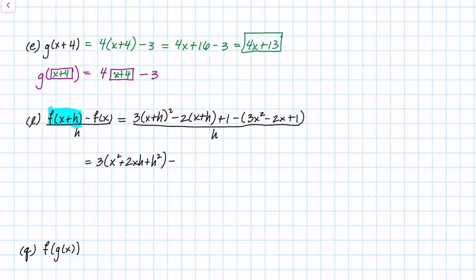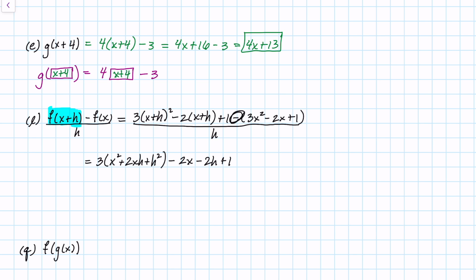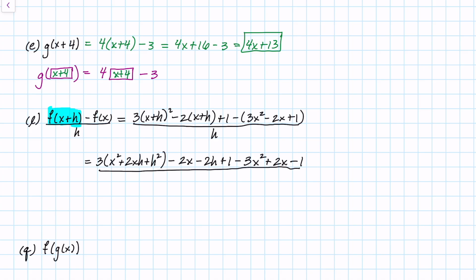Then I'm going to distribute the 2 to the x and the h, so this becomes 2x minus 2h, and it has to be minus because remember there is a negative sign over here, plus 1, which is this plus 1 over here. And then when I apply this negative sign to all the terms inside the parentheses, all my signs are going to change. So this becomes negative 3x squared plus 2x minus 1. And all of that is going to be divided by h.